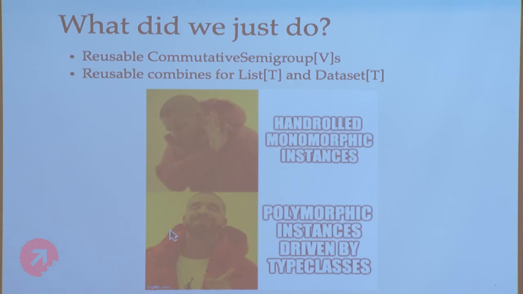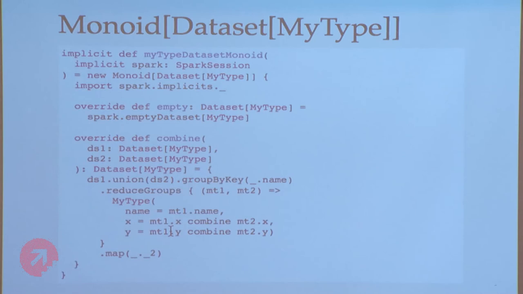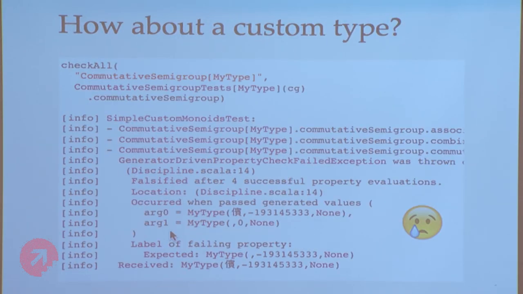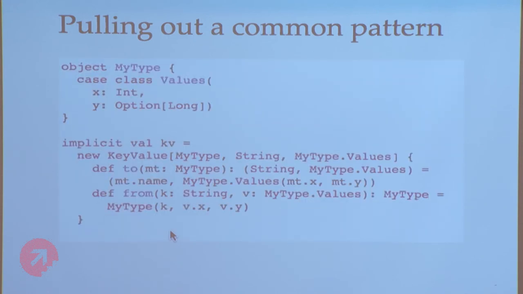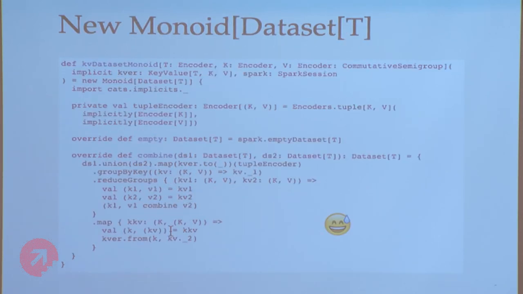This is pretty cool. We now have a way to combine two different datasets based off of a key value definition. So I will say, hacking this stuff together, there are some caveats. The new monoids that we just defined are a little bit finicky when it comes to actually passing those laws that I mentioned before about commutativity and associativity. But in my repo, I do a little bit of exploration with that. And if you define equality to be about what's actually the elements in it, then it kind of works. You just need to squint a little bit.